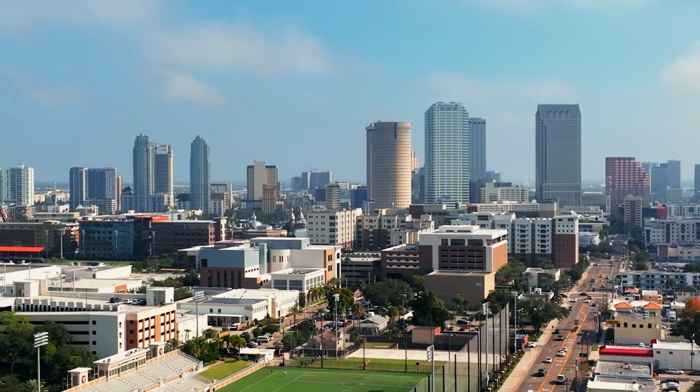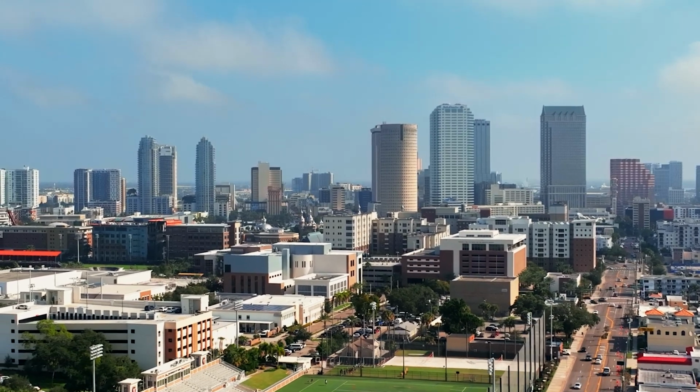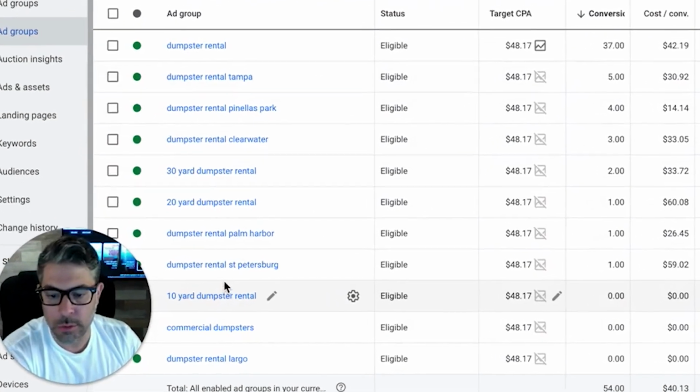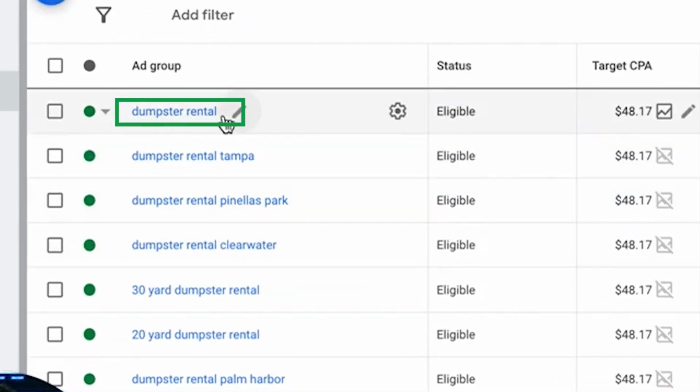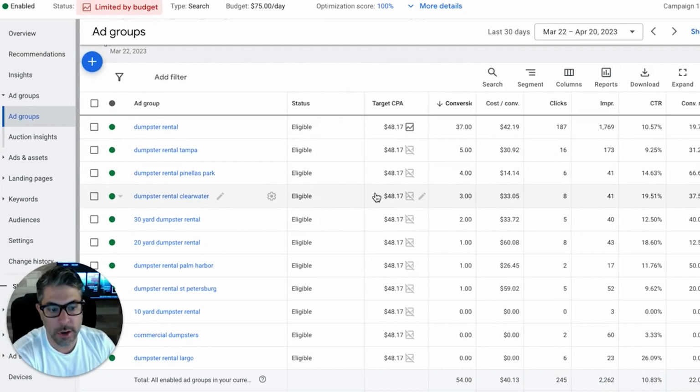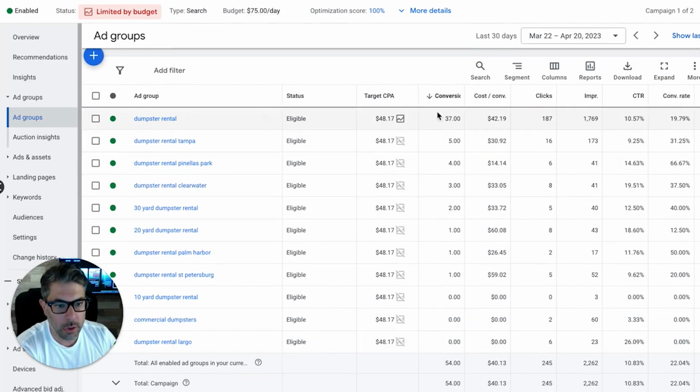They're in Florida, so we got a couple of Florida ad groups in here. And then just your general stuff, 10-yard dumpster rental, 20, 30 dumpster rental. Those are just the generic keywords, right? So here's all our conversions.